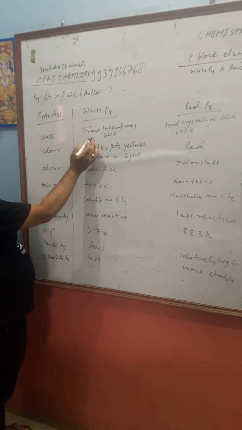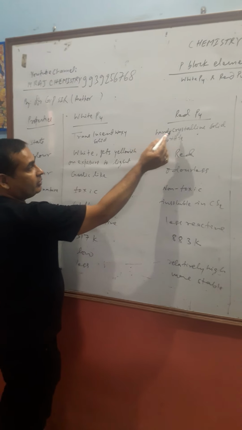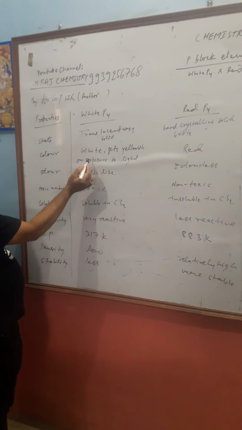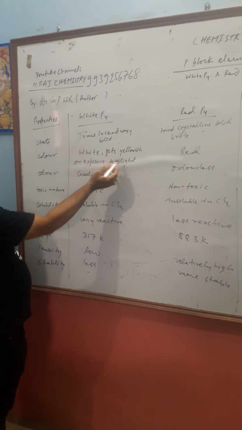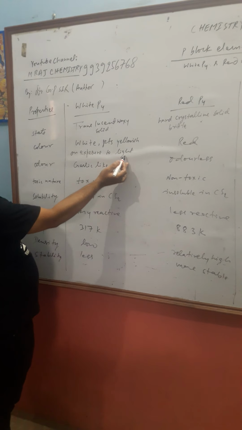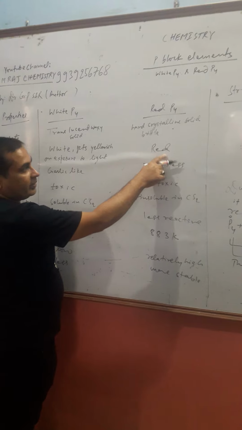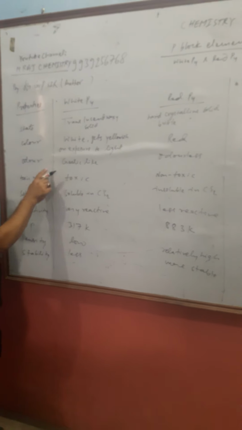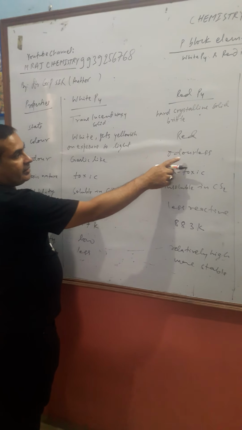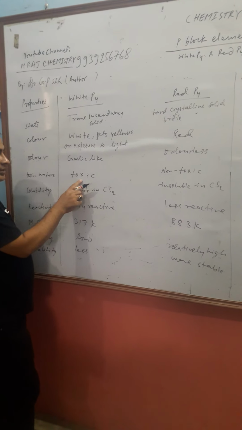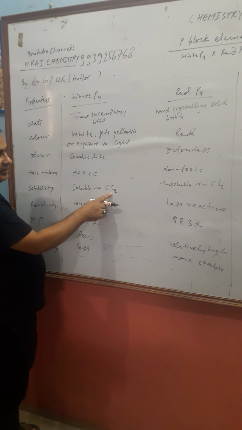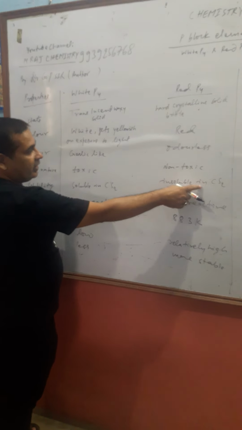White phosphorus is a translucent waxy solid, though red phosphorus is a hard crystalline solid and brittle in nature. White phosphorus is white and gets yellowish in color on exposure to light, but red phosphorus is red in color. Its odor is garlic-like, while red phosphorus is odorless. White phosphorus is toxic in nature, while red phosphorus is non-toxic. White phosphorus is soluble in CS2 but red phosphorus is insoluble in CS2.